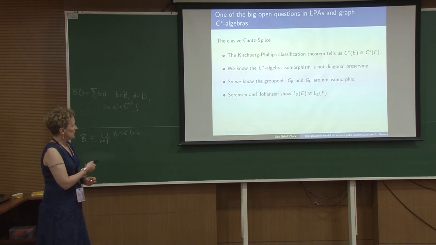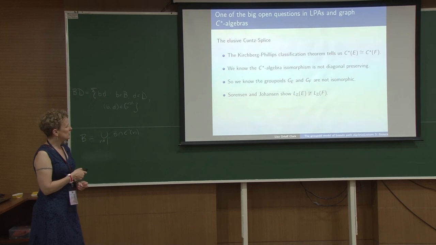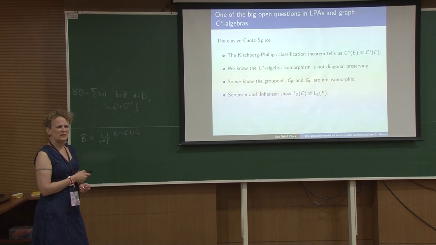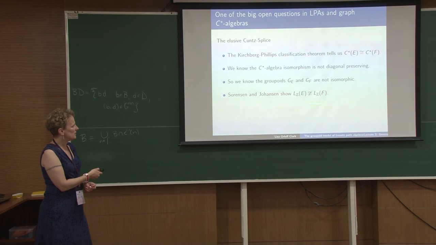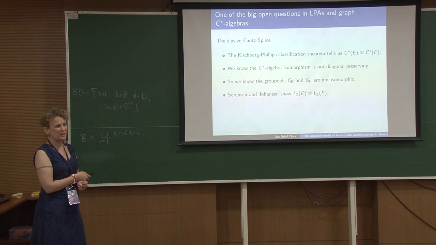And this is what Sorensen and Johansson show, that the Leavitt path algebras associated with these things are not isomorphic as rings, maybe as algebras. Are they as rings? Actually, I don't know the hypotheses here. They prove that they are not star isomorphic. Maybe. Yeah, I might be messing up these hypotheses. This is for Leavitt path algebras where the coefficients come from the integers, but they use the properties of integers in quite a significant way.